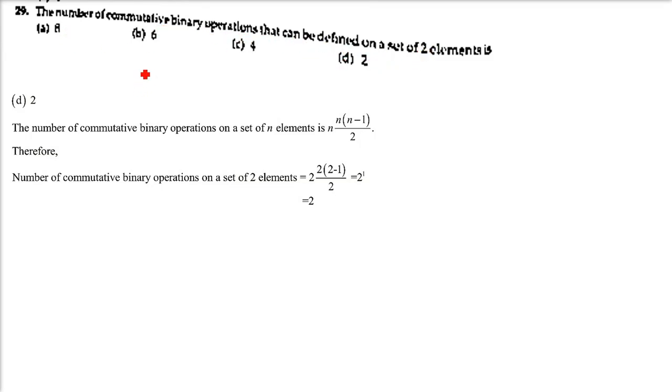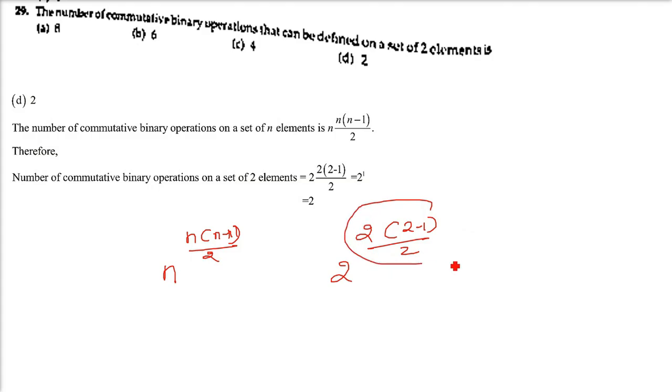The number of commutative binary operations that can be defined on a set of 2 elements is asked. So for the number of commutative binary operations, please see the expression very carefully. It will be n to the power of n into n minus 1 by 2. Since n is 2 here, it will be 2 to the power 2 into 2 minus 1 by 2. The 2 gets cancelled, 2 minus 1 is 1. So 2 to the power 1 is 2 only. So the answer is 2 here.